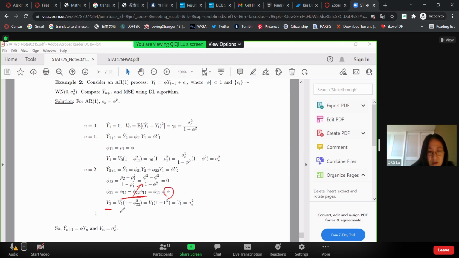And V2, so the previous one, V1, times 1 minus phi nn squared. Okay, so this is a 0 term, so V2 equals V1, still the same. And then for n equals 3, n equals 4, all you have is just this. For AR, you only use the last observation. So y n plus 1 hat is just the coefficient times yn, so we got this result before. And Vn, the mean square error, is just the noise variance.